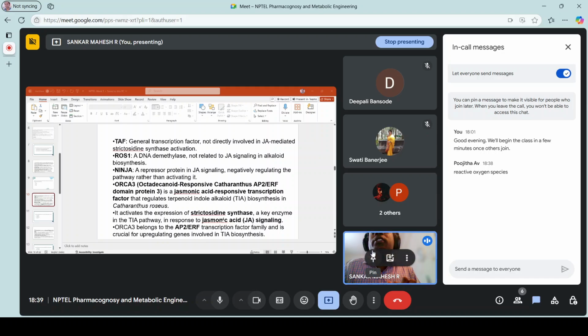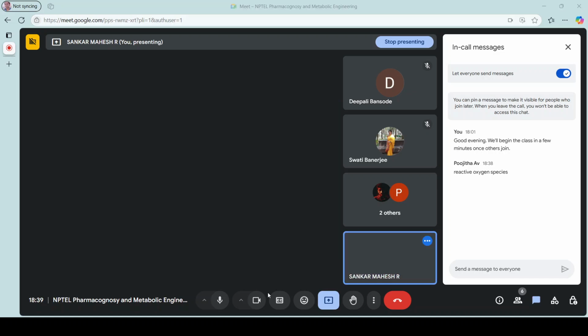Okay, so ROS, as you see here, is a DNA demethylase. Some transcription factors can specifically bind to methylated DNA. This ROS one will demethylate methylated DNA and prevent the transcriptional gene silencing. So this is involved in DNA repair. You can think of cellular conditions where there are reactive oxygen species. That is where this would function.